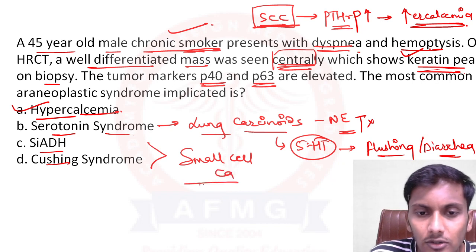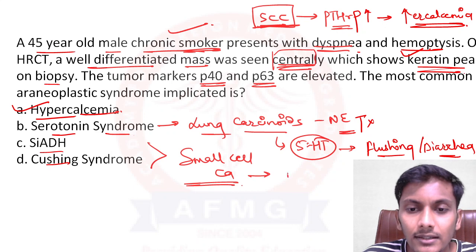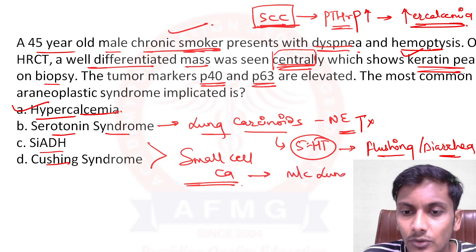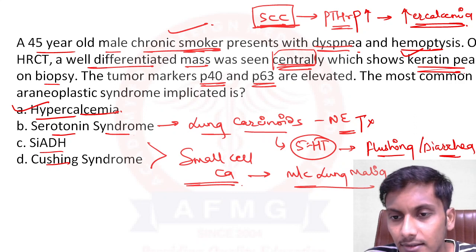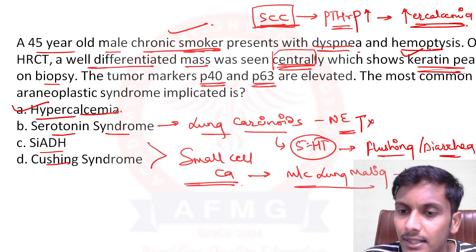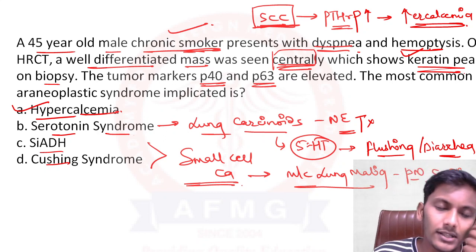Small cell carcinoma lung. Please remember, small cell carcinoma or oat cell carcinoma lung is the most common lung malignancy associated with paraneoplastic syndromes. So please remember, what are the paraneoplastic syndromes seen with small cell carcinoma lung?